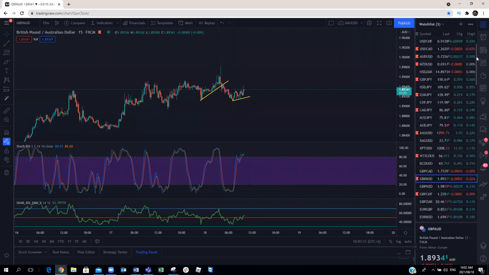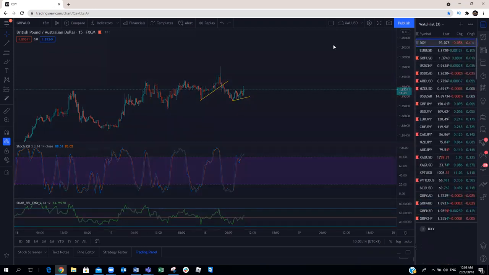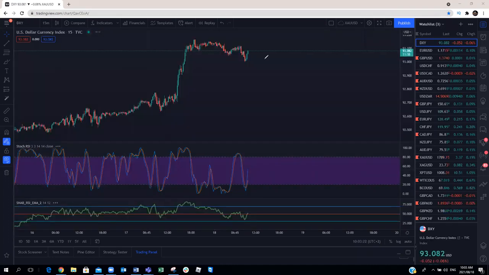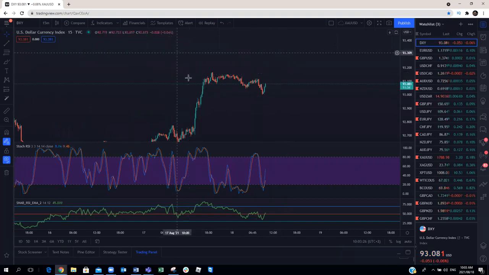We'll go through all the pairs. Let's look at the DXY. So the DXY and the euro yesterday, we were looking for a bullish move on the euro and a bearish one on the DXY. Let's have a look here. I'm on the 15-minute chart. Let's go down to the lower time frame.